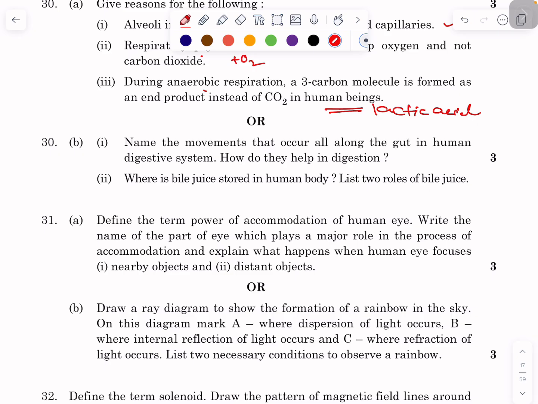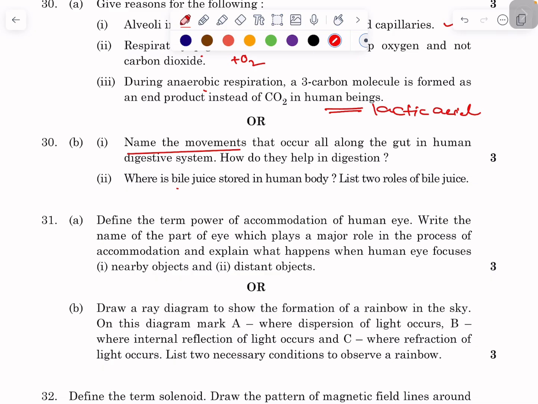Name the movement that occurs all along the gut in the human digestive system. How does it help in digestion? The movement is called peristaltic movement. Muscles contract rhythmically in order to push the food forward in a regulated manner to be digested properly.